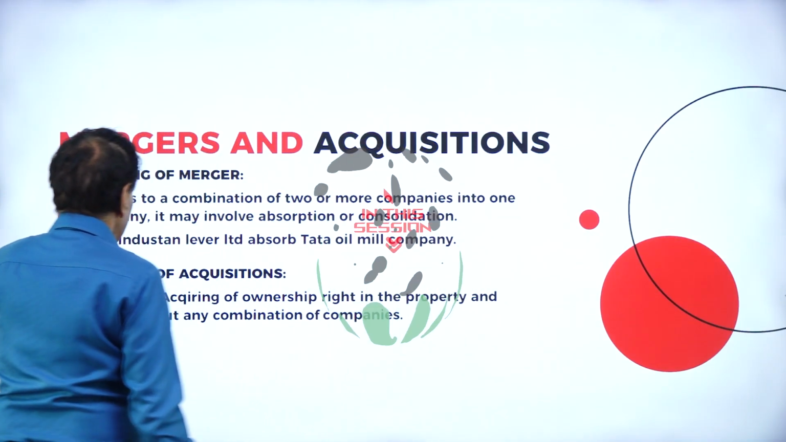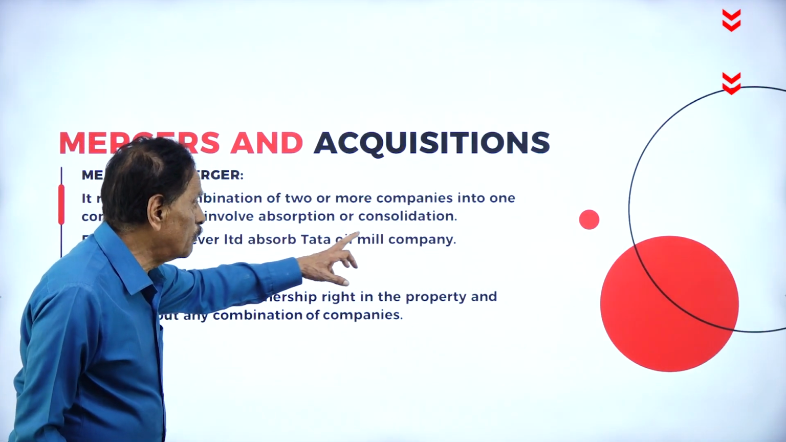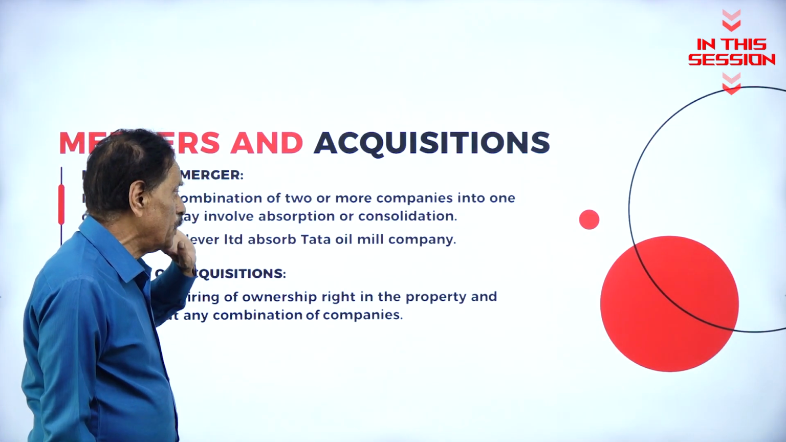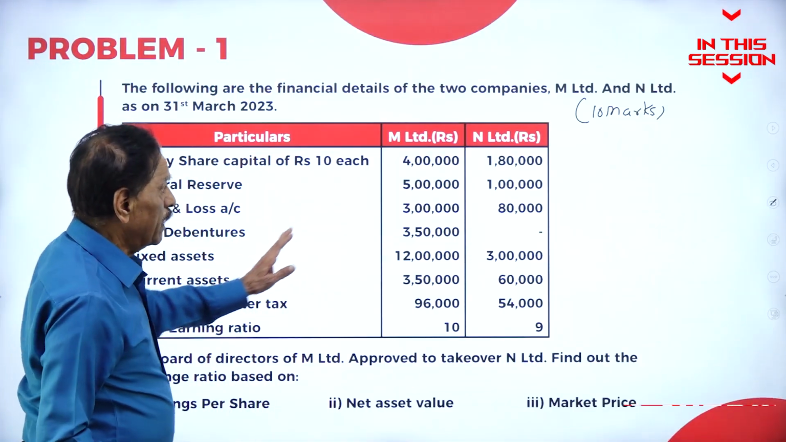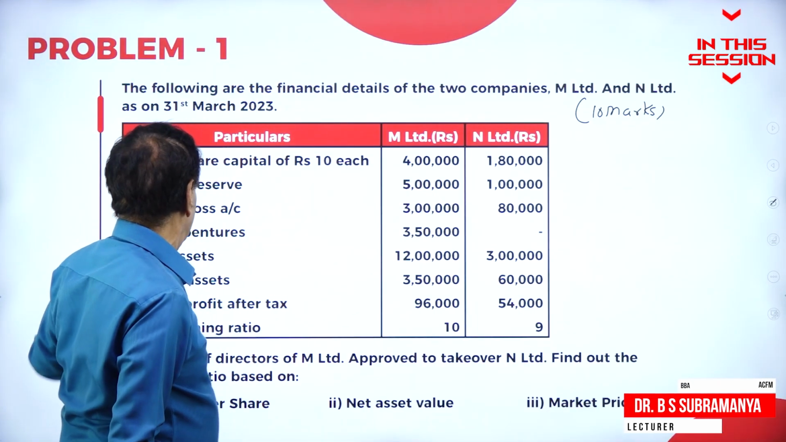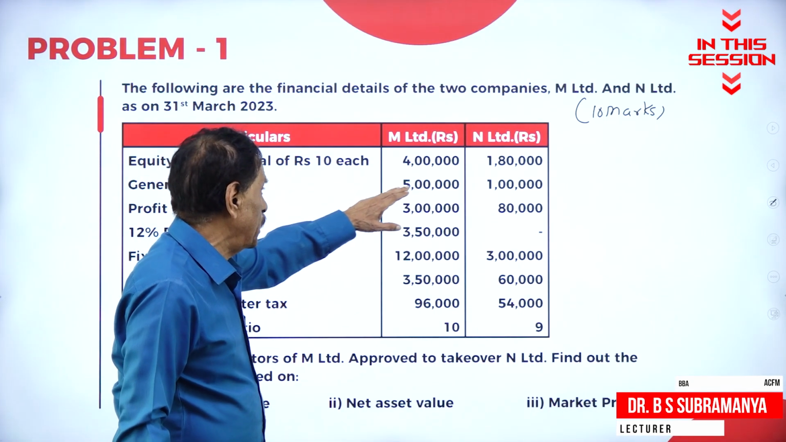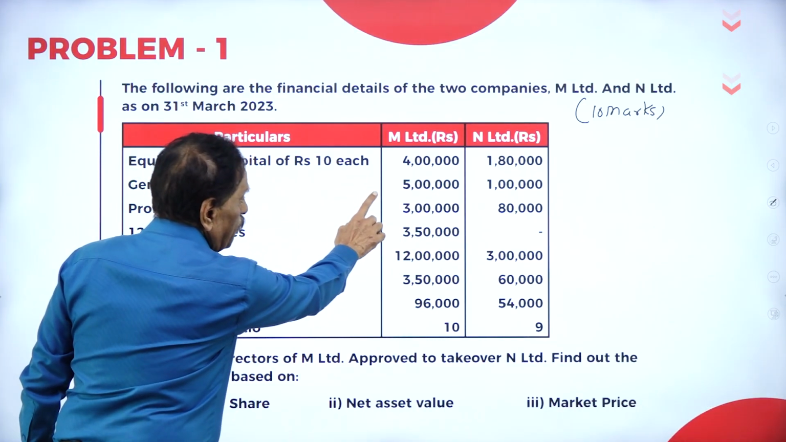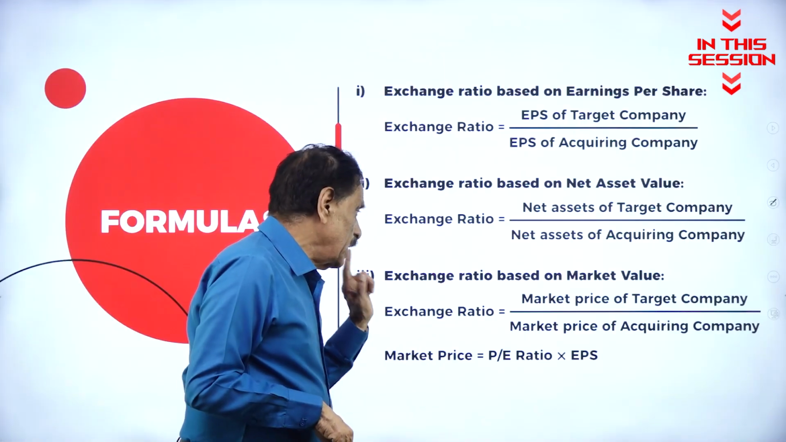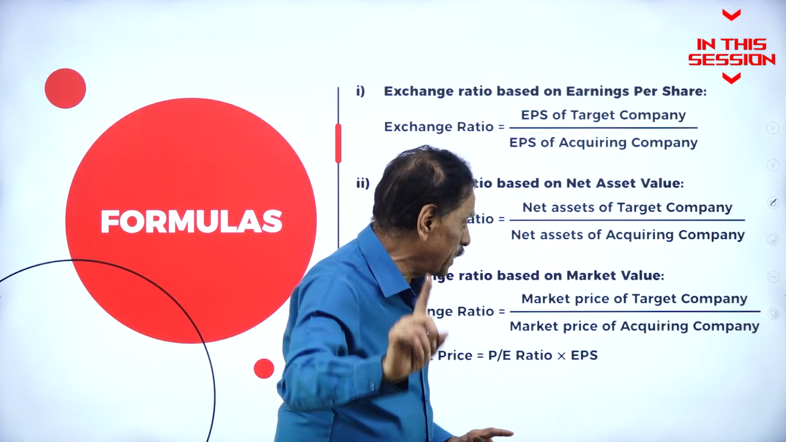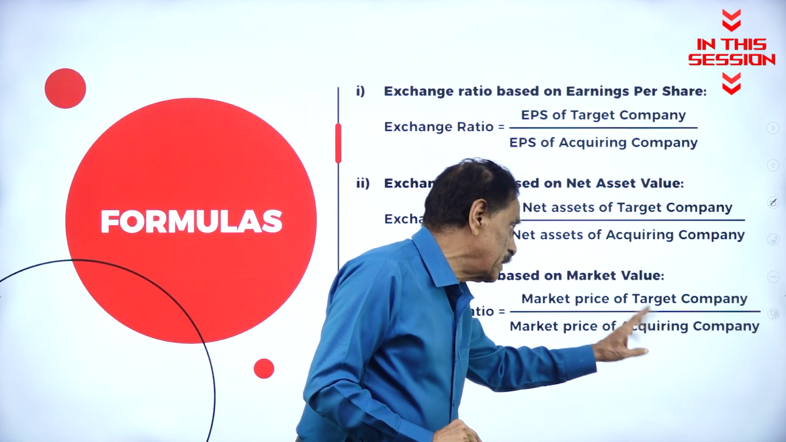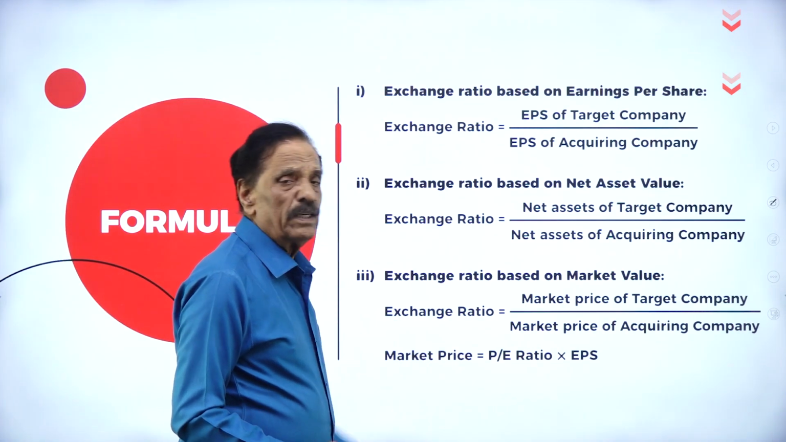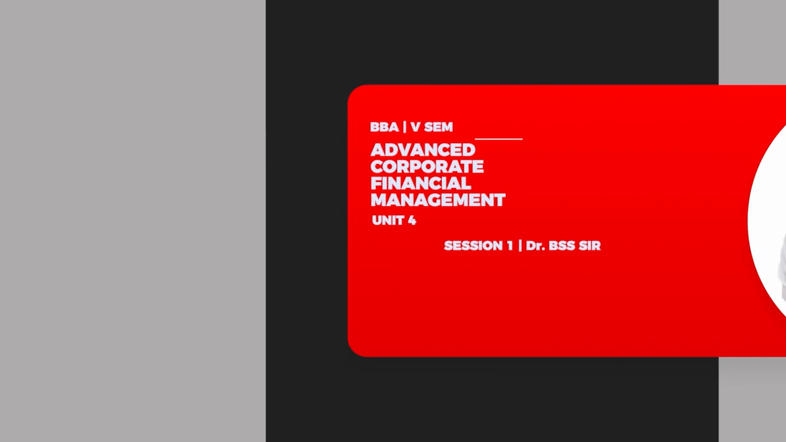Meaning of merger. It refers to a combination of two or more companies into one company. It may involve absorption or consolidation. Particulars: M Limited, N Limited. Equity share capital of rupees 10 each, 4 lakh, 1 lakh 80,000. General reserve 5 lakh, 1 lakh. Exchange ratio: market price of the target company divided by market price of acquiring company. So market price is price earning ratio into earning per share.